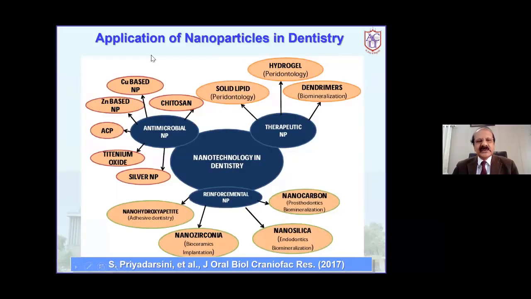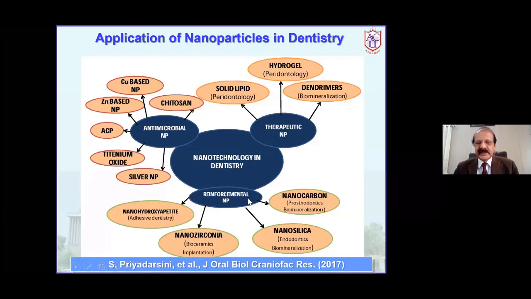Now, coming to nanotechnology in dentistry, you can use nanomaterials in antimicrobial and therapeutic applications, even in reinforcement. And for the reinforcement, use nanoparticles of hydroxyapatite. You can have a kind of adhesive dentistry. And nanozirconia as bioceramics, and for implantation, nanozirconia is one of the popular materials. Then nanosilica also, particularly in endodontics and biomineralization.